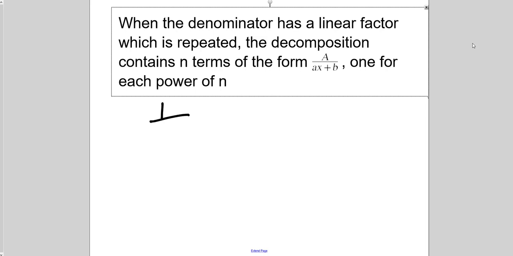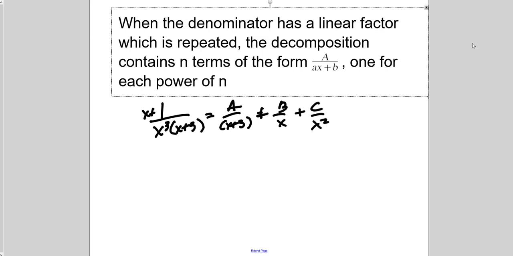The way that it works is, let's just do a really simple example: 1 over x cubed times x plus 3. This is going to have to be a over x plus 3, plus b over x, plus c over x squared, plus d over x cubed. So there's basically one term for every power of that factor in the denominator.